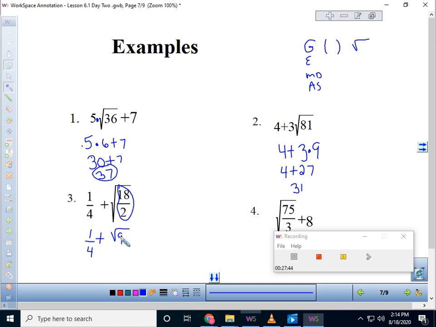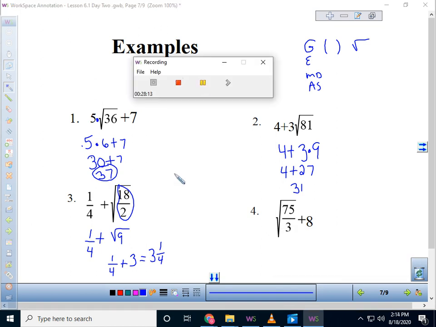Well, we're not done with square roots. We're not done with our grouping yet. We still need to actually take the square root. And what is the square root of 9? Well, that's 3. So this is going to be 1/4 plus 3. And what is 1/4 plus 3? Well, you could get a common denominator, but if you want to write it as a mixed number, you can just say 3 and 1/4. And you're done.